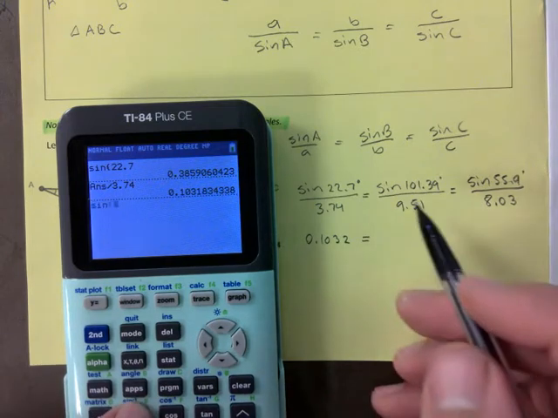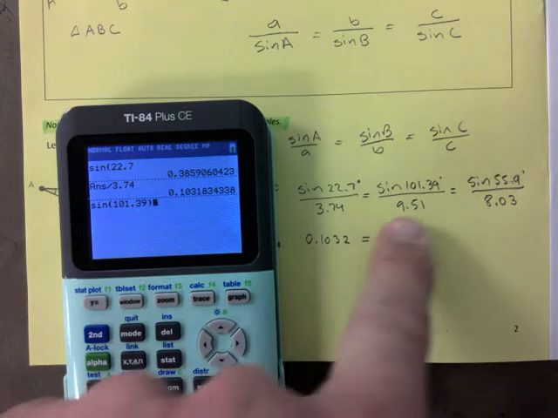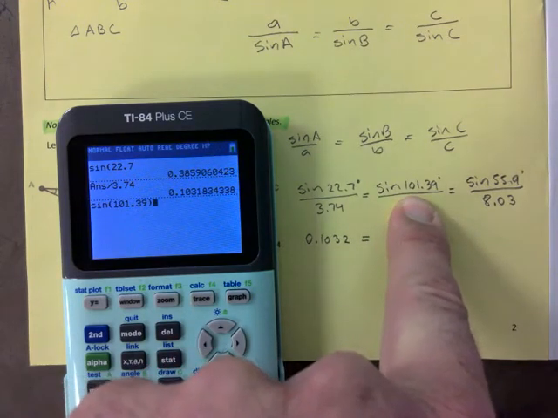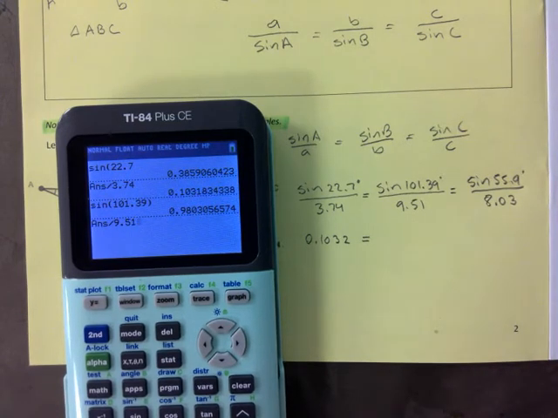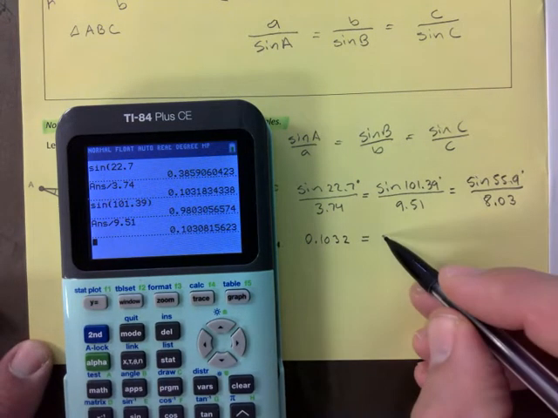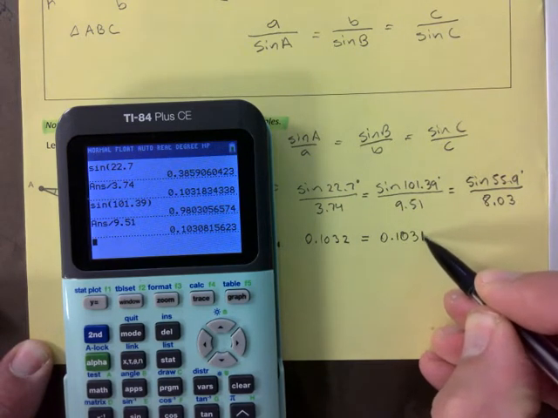Then we're going to try sine of 101.39. Do you notice that it's an obtuse angle, right? It doesn't matter. It still works. You go enter, and then you divide it by 9.51. And that is 0.1031 if you round it.